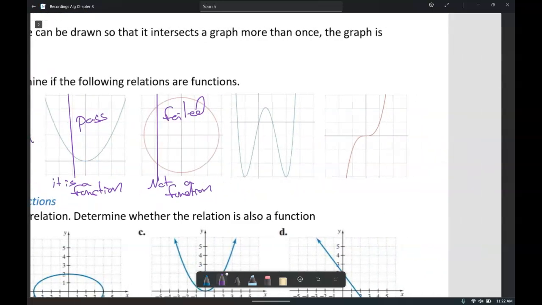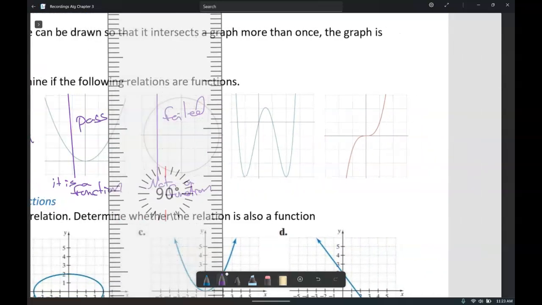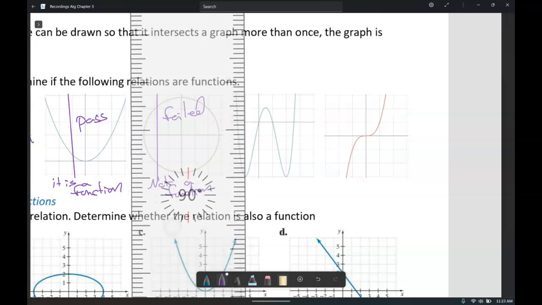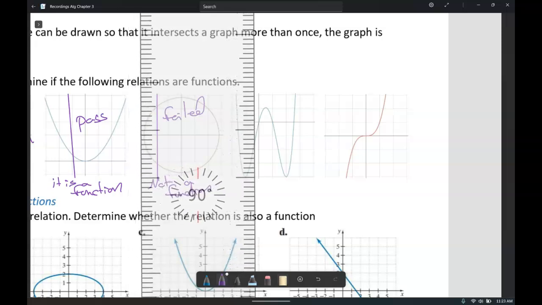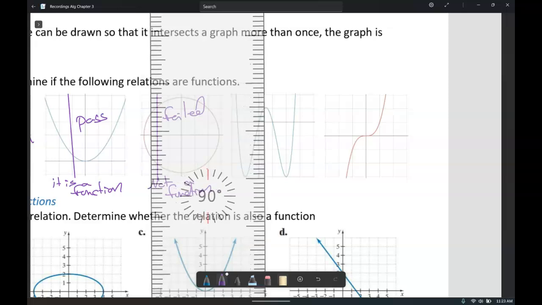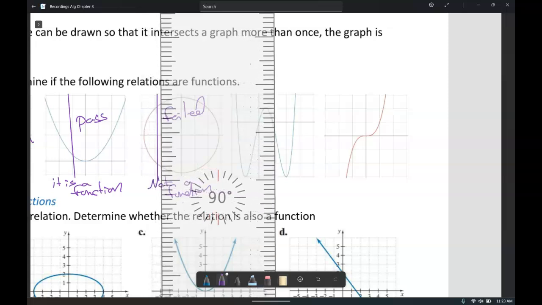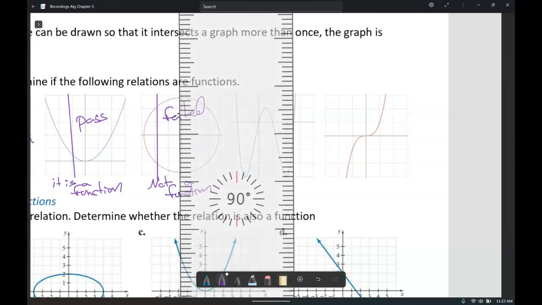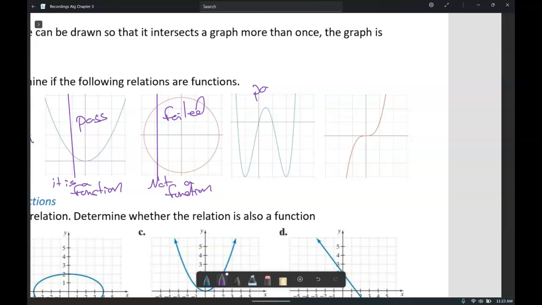Here we actually have a fourth degree graph, fourth degree polynomial, x to the fourth power. And while it has a lot of ups and downs, if we look very carefully, we are never touching this graph more than once, no matter where we go. And so it passes the vertical line test, meaning we have a function.